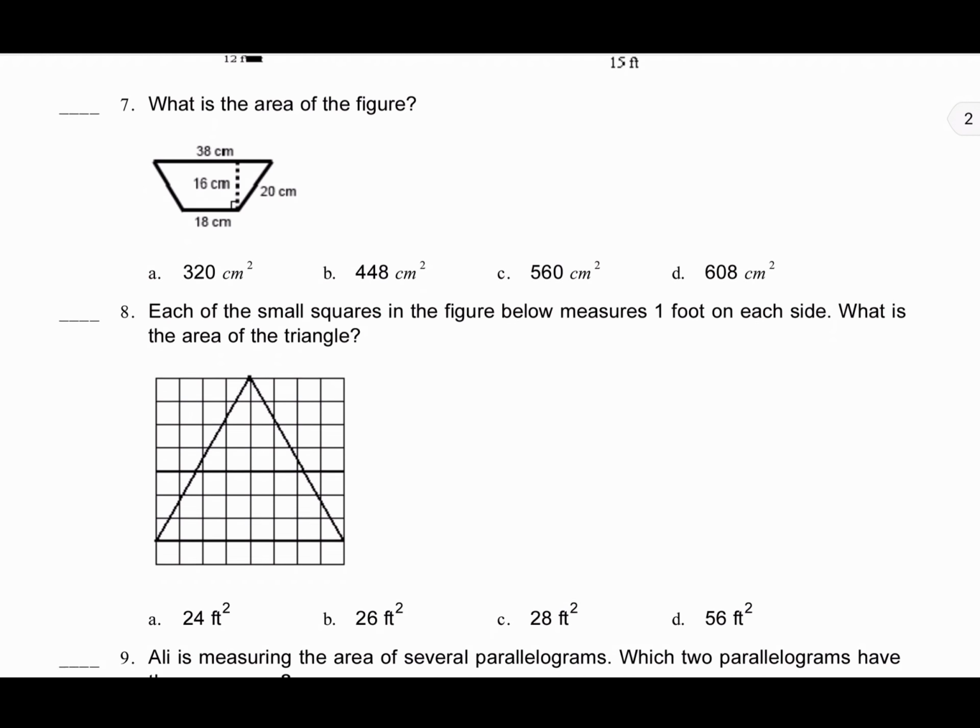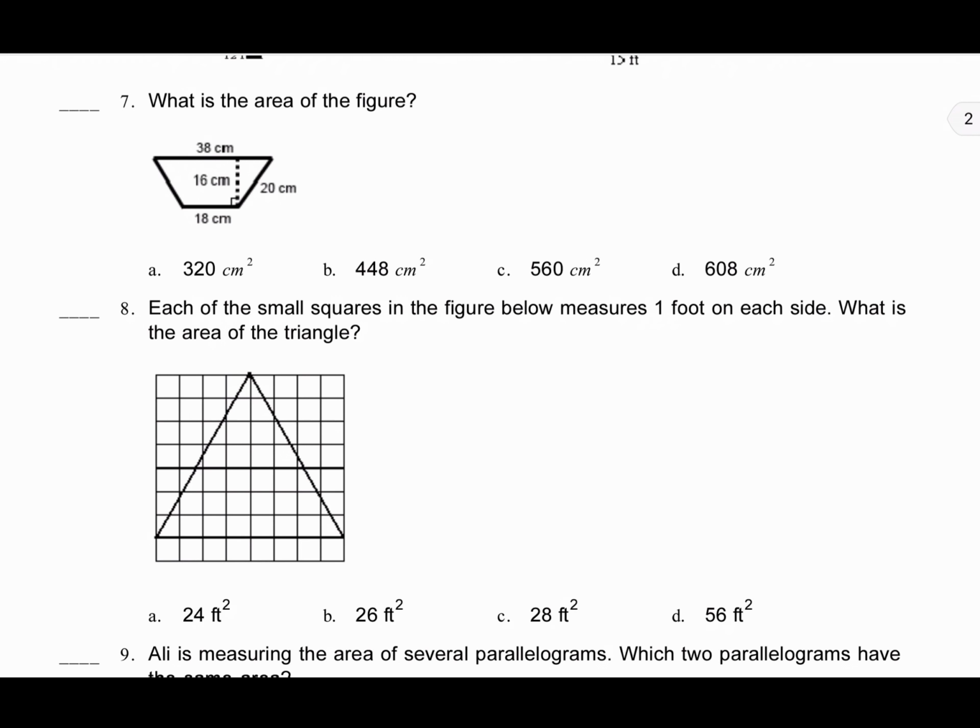Next question, what is the area of the figure? As we know, we can divide this figure into a rectangle and two triangles, or we have a rule to find the area of any trapezoid. Area of trapezoid equals the sum of two parallel bases divided by 2 multiplied by height.